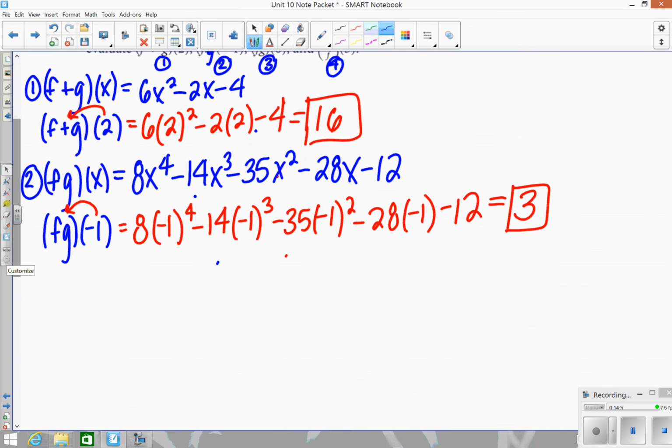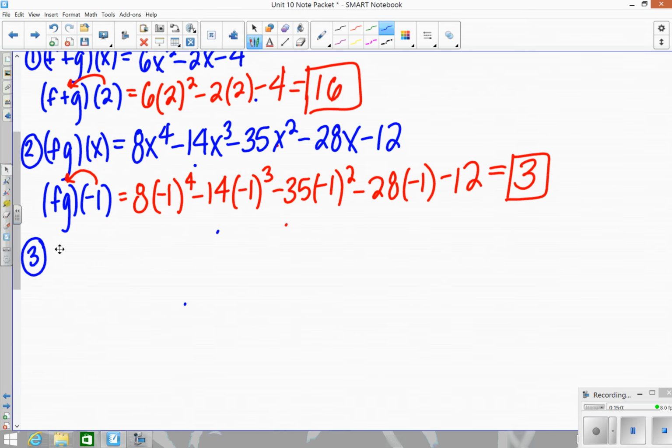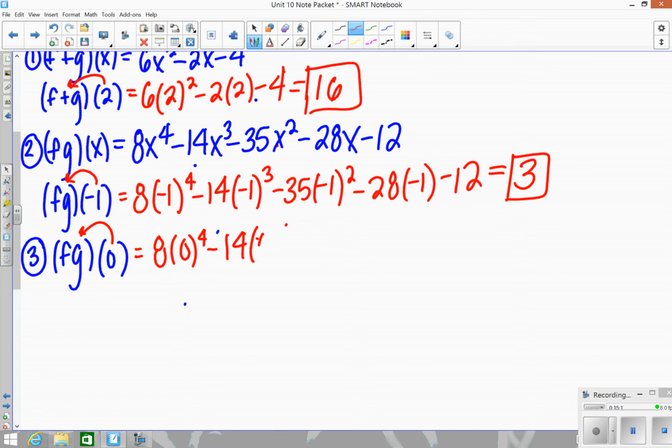And then the same thing for the next one, for number 3, except for now we're going to input 0. So we're going to go ahead and we're going to take basically the function right up here, and we're going to input 0 into that function. So 0 is going into the function, so it's going to be 8 times 0 to the fourth minus 14 times 0 to the third minus 35 times 0 to the second minus 28 times 0 minus 12. And if you look, these are all going to become 0 because 0 times anything is 0. So I'm just going to be left with the minus 12.